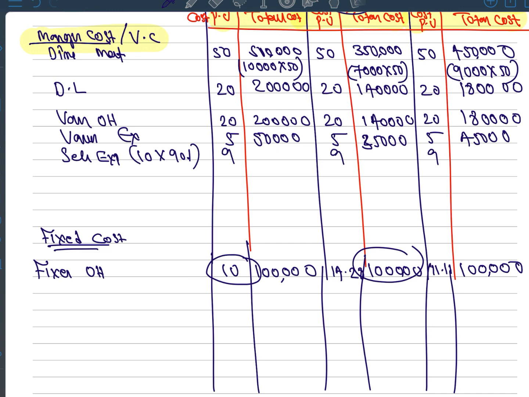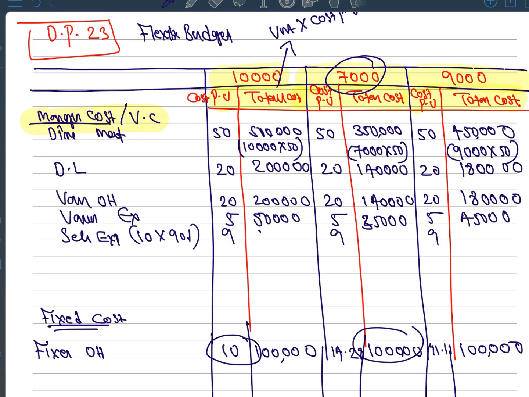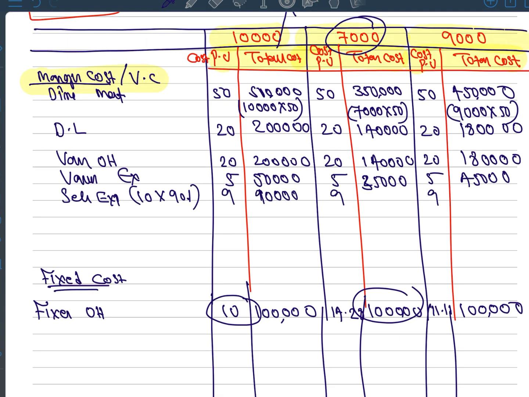Into 10,000. The 9 into 7,000. Do you have any doubt? Yes, what doubt do you have? 10. Actually, that 10 I took from the question.